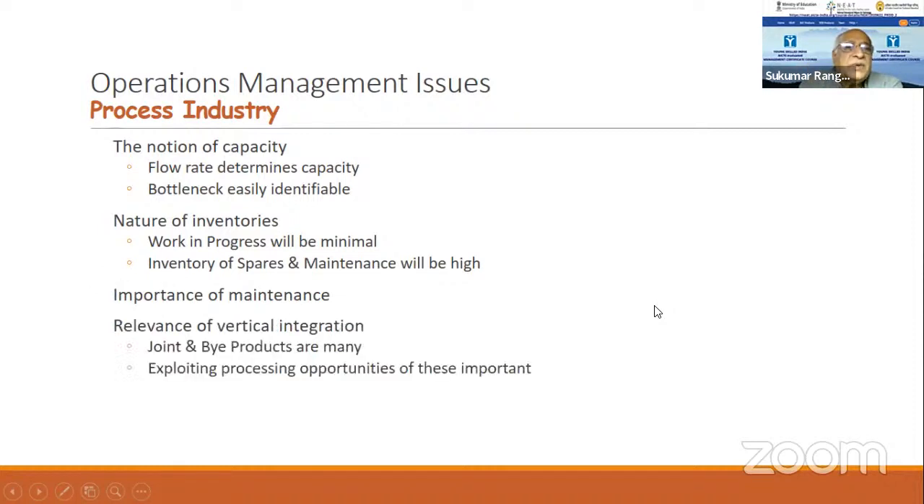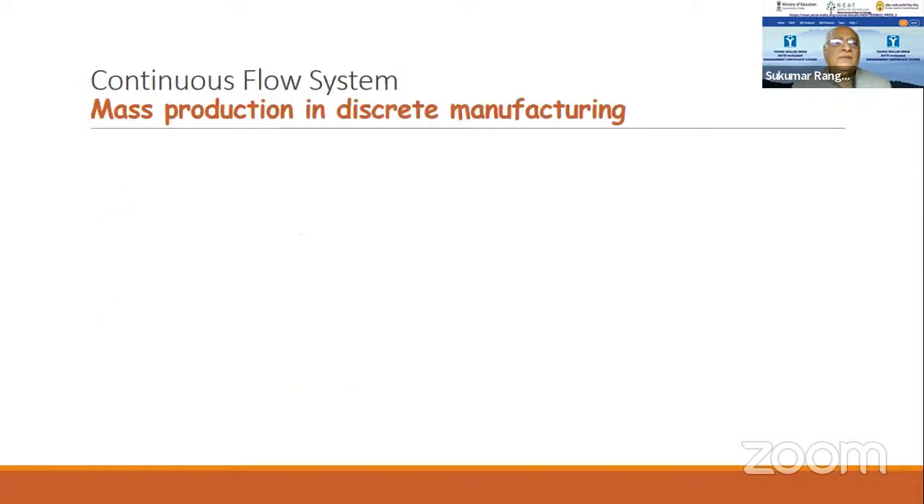Importance of maintenance, that's what I said. Relevance to vertical integration. Joint products and byproducts are many. Exploiting process opportunities of this is important. Otherwise, of course, you'll be selling them as products to others to manufacture. Whereas it makes sense if you can convert each of the byproducts into a finished product, wherein you get more value add and they are marketed in turn. And that's what Reliance does.